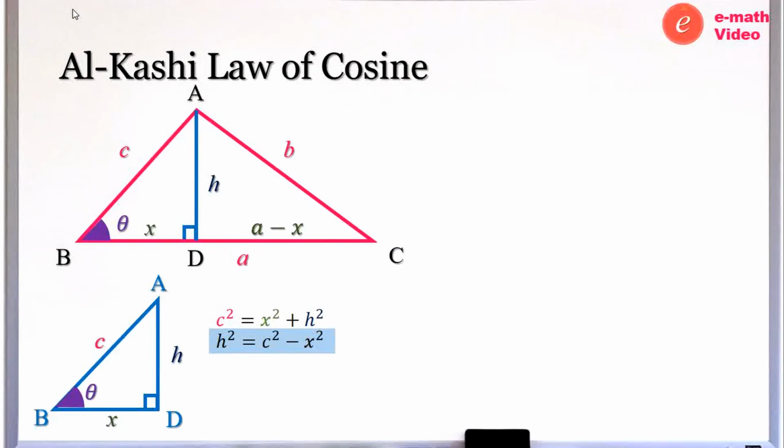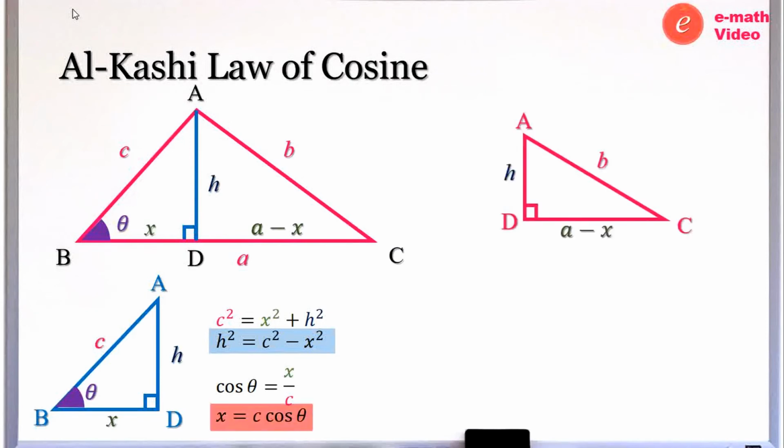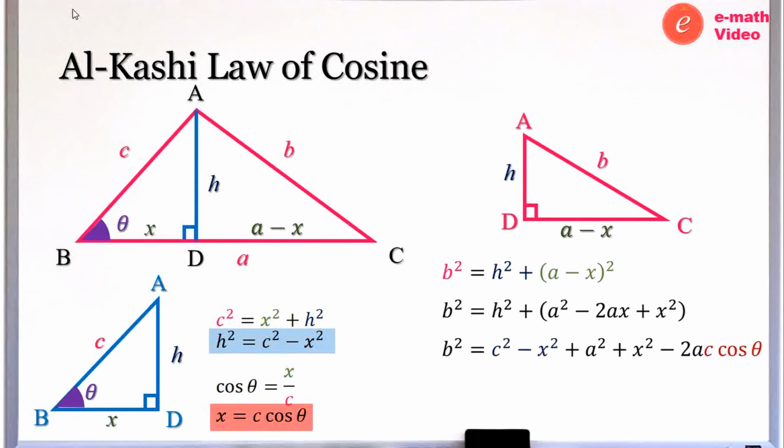Also, for triangle ABD, cos theta equals to x over c, so x equals to c cos theta. Let this be red equation. Then for triangle ADC, apply Pythagorean theorem, b squared equals to h squared plus bracket a minus x squared. Expand the bracket, sub in blue equation and red equation. x squared and negative x squared can cancel out. Rearrange, we get b squared equals to a squared plus c squared minus 2ac cos theta. And this is Al-Kashi Law of Cosine.